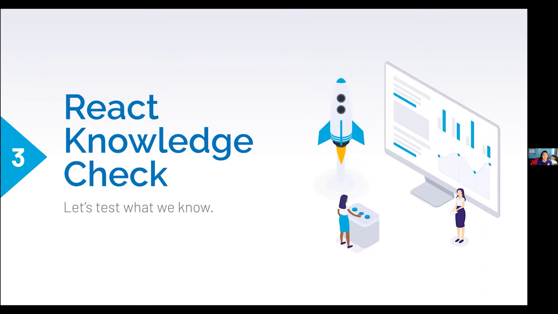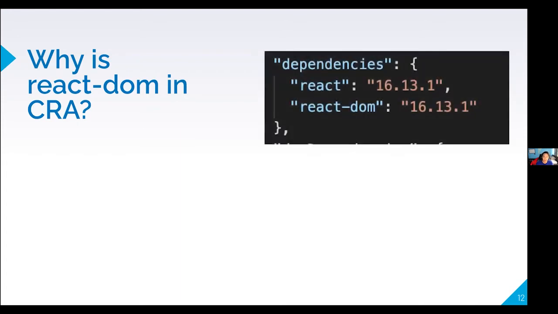Okay, let's test what we know. There's going to be a couple things I'm going over here. So why is the React DOM in Create React App? Everybody, you can unmute or message in the chat. So this is usually something that is in our dependencies. And when I was first using it, I never import React DOM. Why is it there? And why does it always have to be the same version as React?